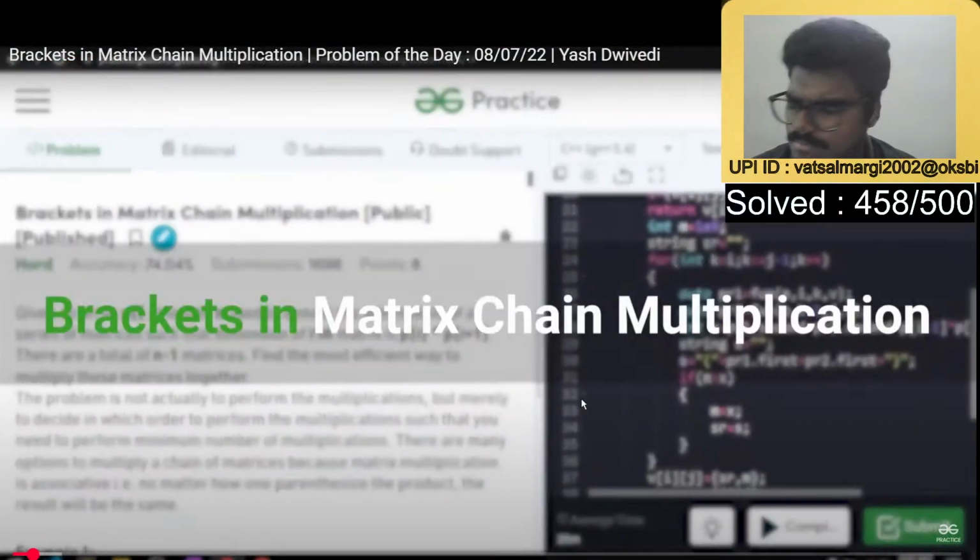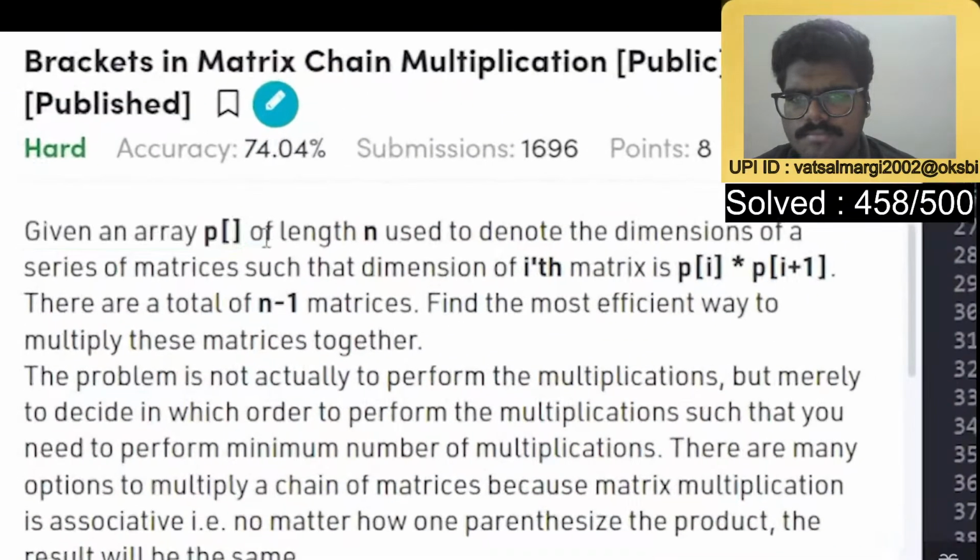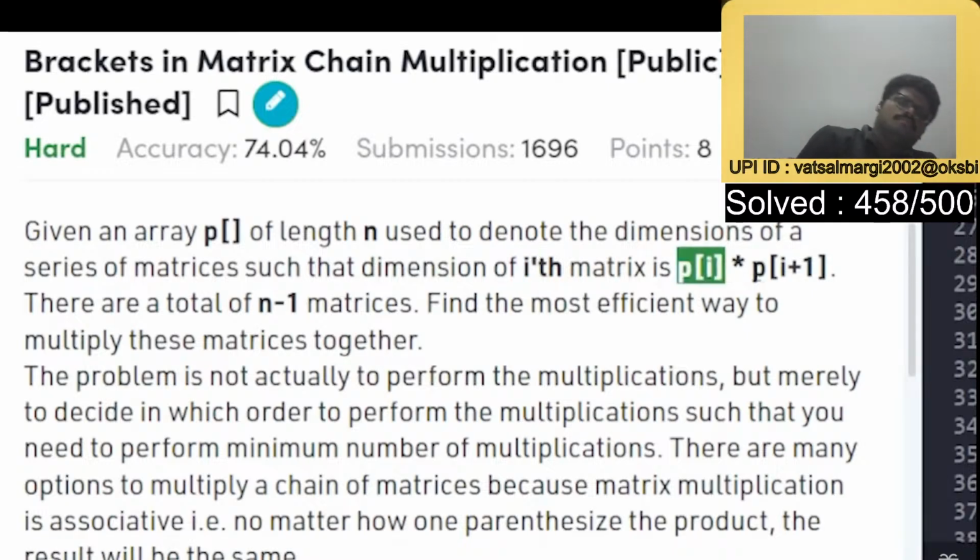In this video, we will discuss the problem of brackets in matrix chain multiplication. Previously, this problem has been asked in some of the product-based companies. The problem says that we'll be given an array, which will be of length n, and it will be used to denote the dimensions of a series of matrices such that the ith matrix has dimension pi into pi plus 1.